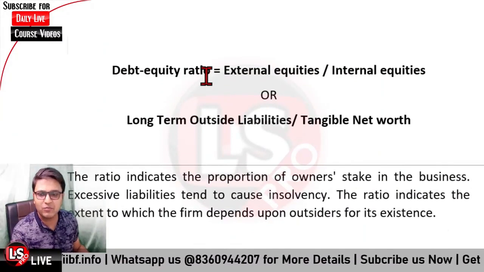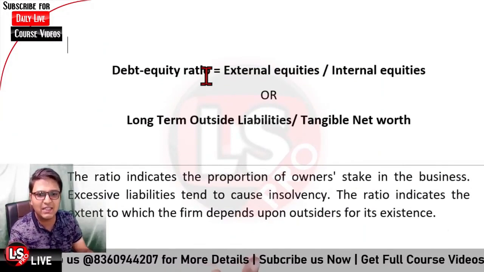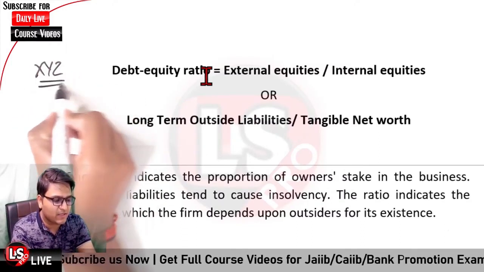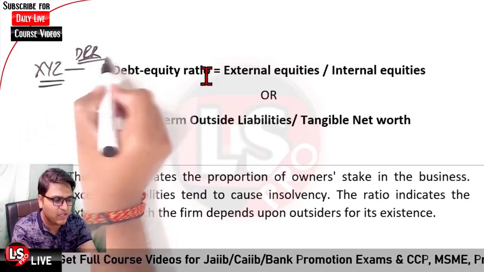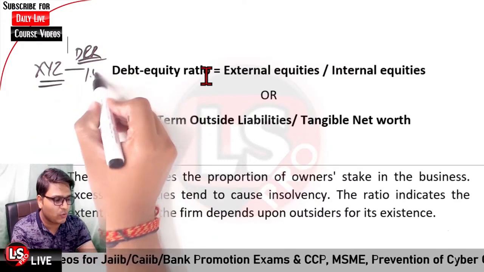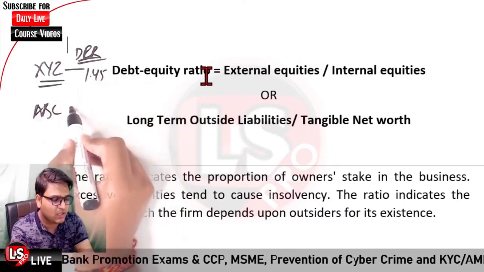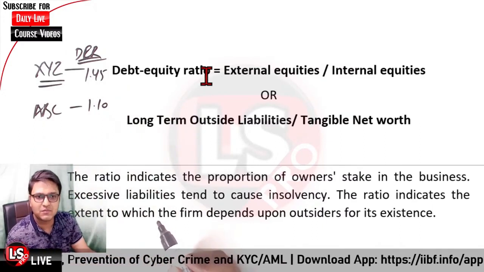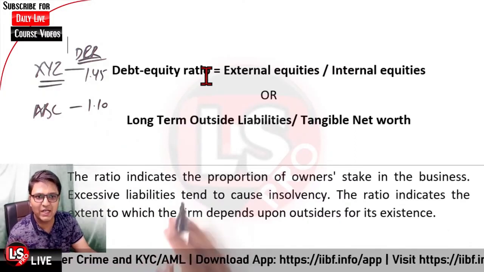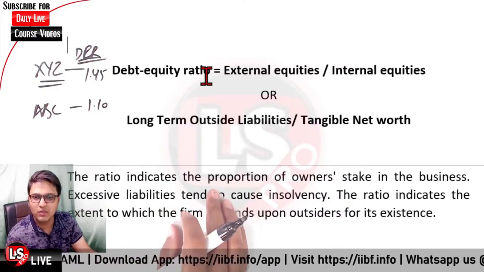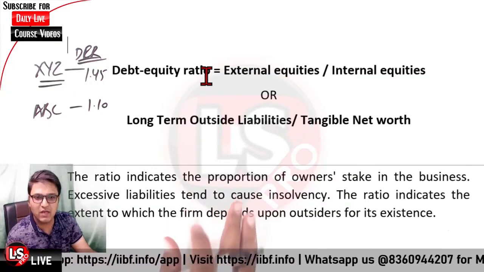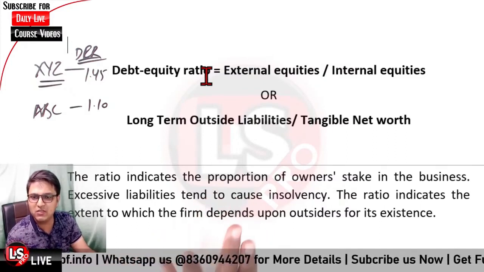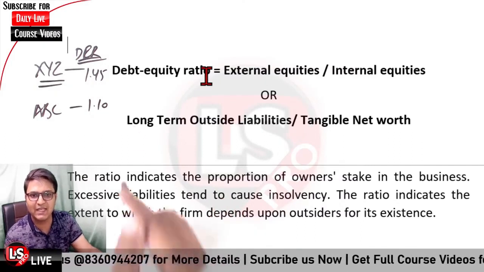Now what should be the trend? Increase is better or decrease is better? Say we are comparing the DER of two companies. XYZ firm has a DER of 1.45, whereas ABC firm has a DER of 1.10. Which one is better? Higher outside liabilities will lead to insolvency. So lesser is better.